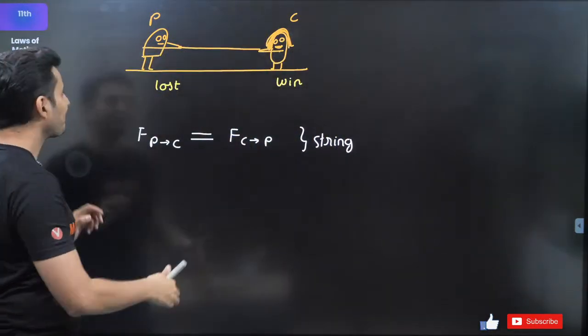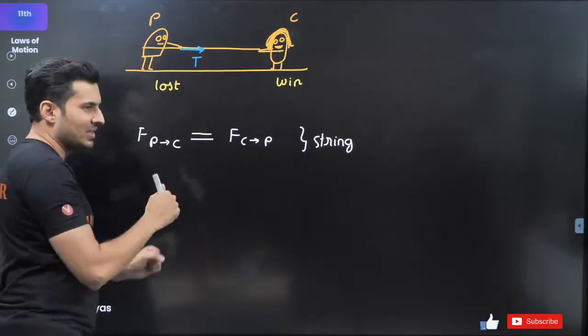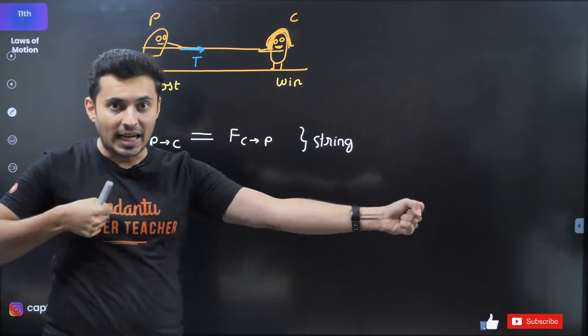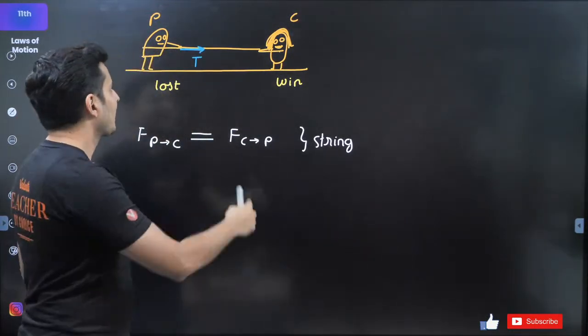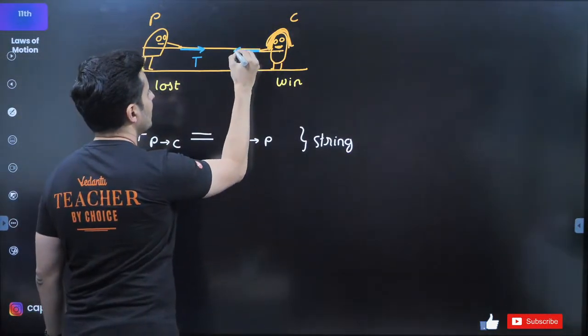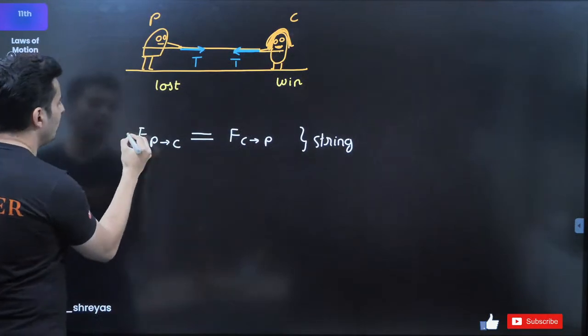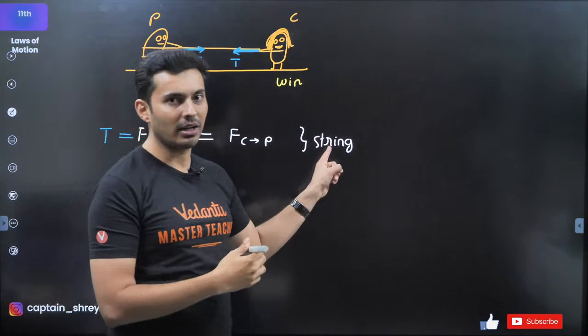So let me tell you what has happened. There is this force of tension because it's a string. It's taut, it's tight, it's being pulled. So the string also pulls Pandu. It's the same string, so you will see that the same tension is being applied. In fact, both these forces will be equal to the tension. This is the tension in the string.